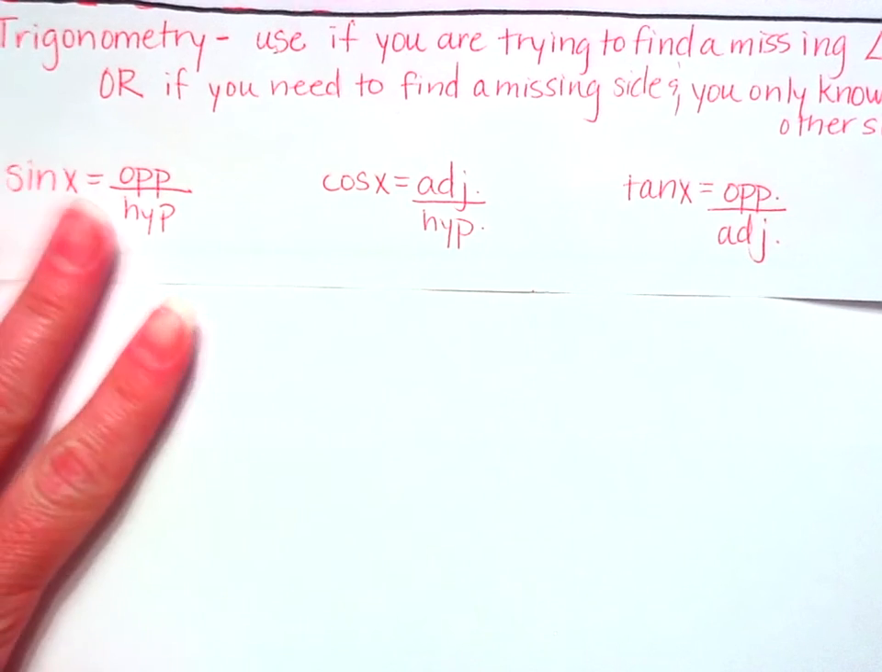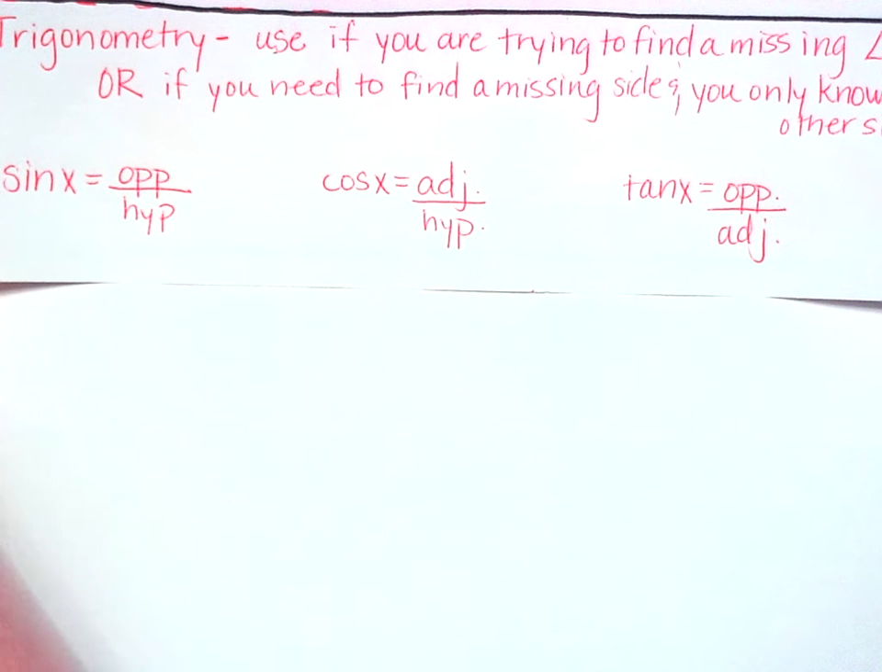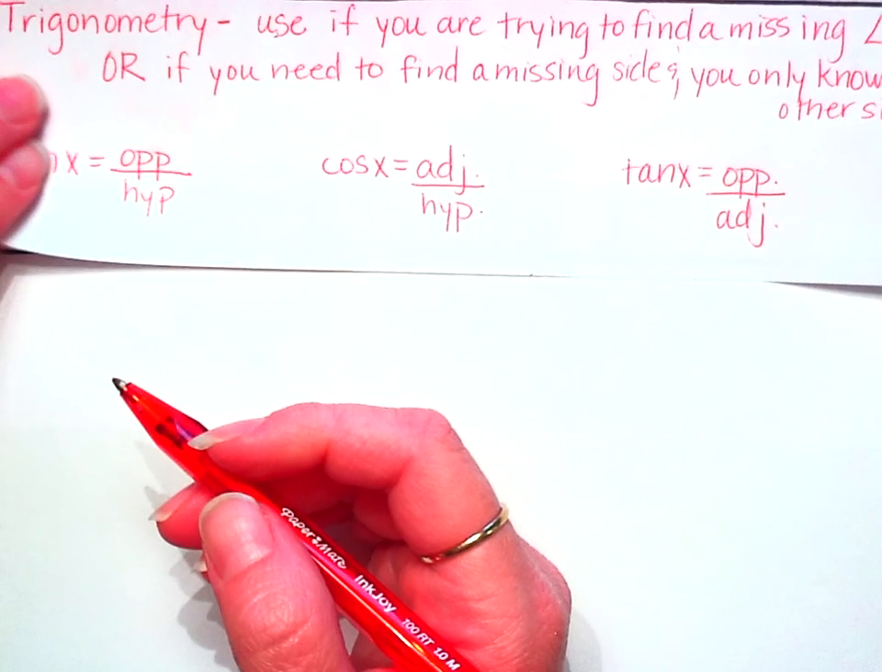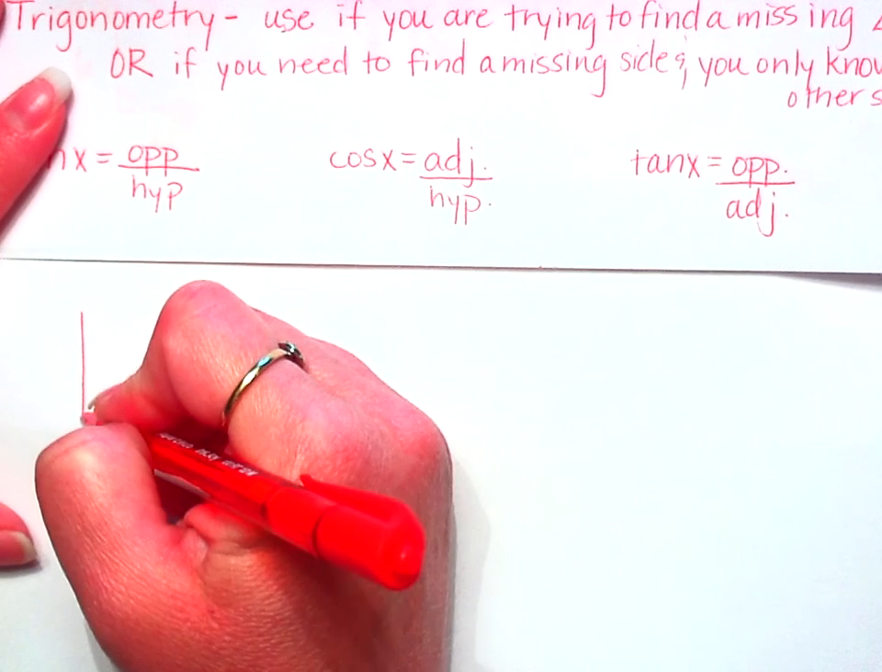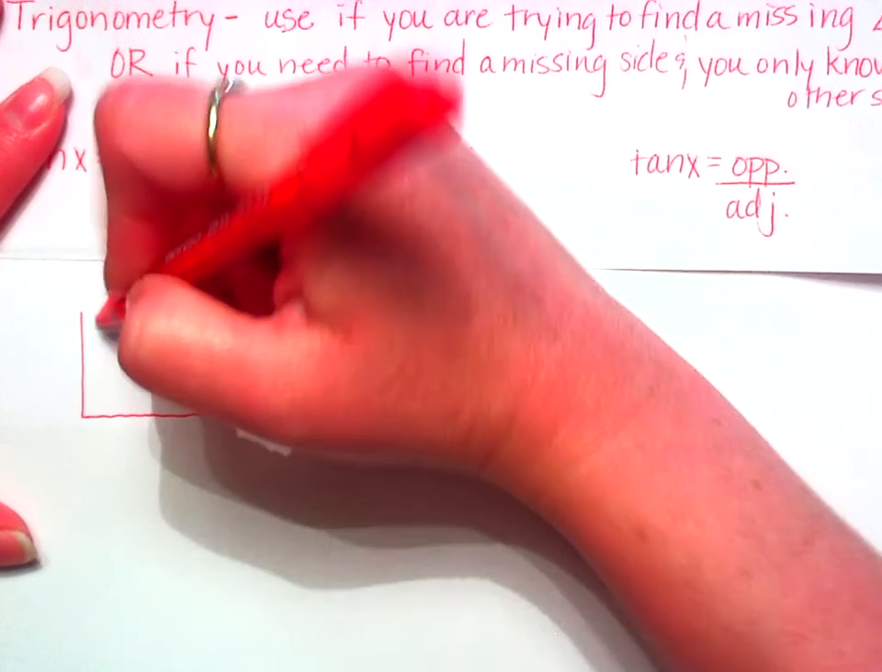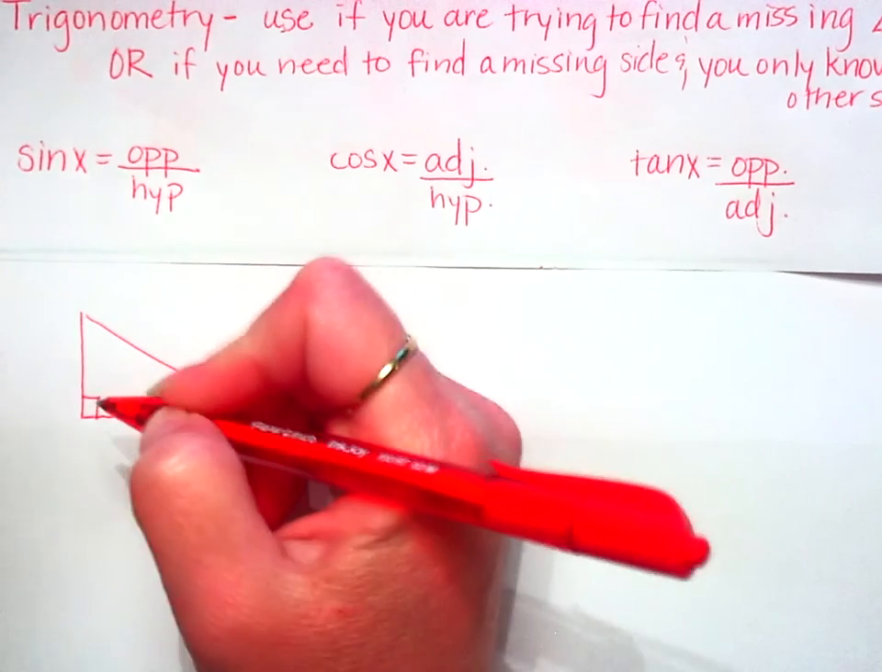Okay, so sine, cosine, and tangent. When do you use those? Okay, I'm going to show you 3 quick examples: one using sine, one using cosine, and one using tangent. Okay? All right, so the first one.